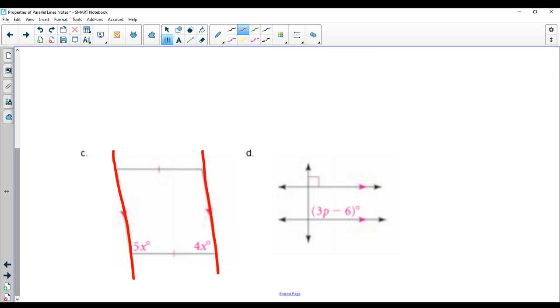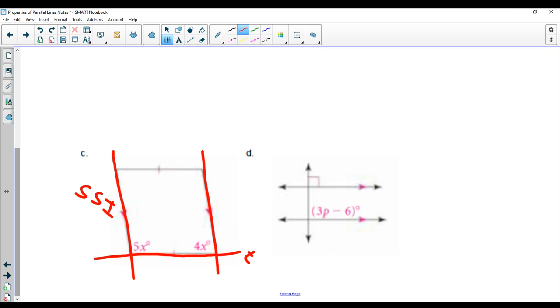And then notice that those 4x and 5x are down here. So I'm going to let that be the transversal. So if I crane my neck, it looks to me like we have another same side interior situation here. They're on the same side of this transversal that I'm going to call T, and they're inside my two major lines.